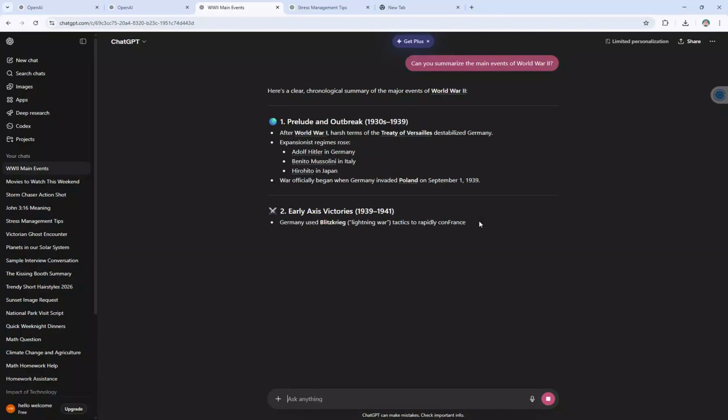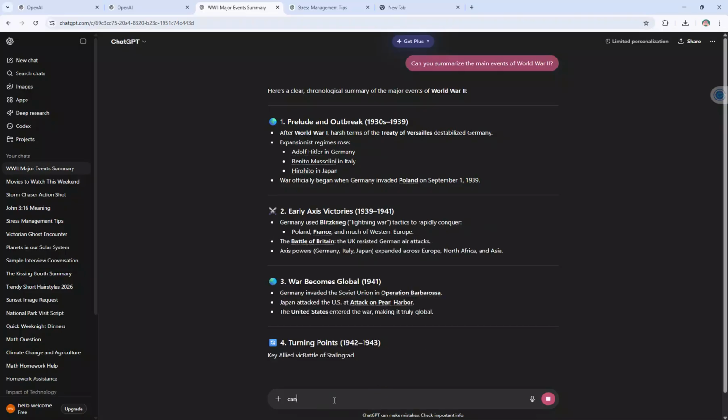Next, consider using follow-up questions to refine the output. If the initial answer isn't quite right, you can ask for more details or clarification. For instance, if you need more information, you could say, "Can you expand on the economic impacts?" Remember, ChatGPT learns from the context you provide, so maintaining a consistent topic helps improve the interaction.